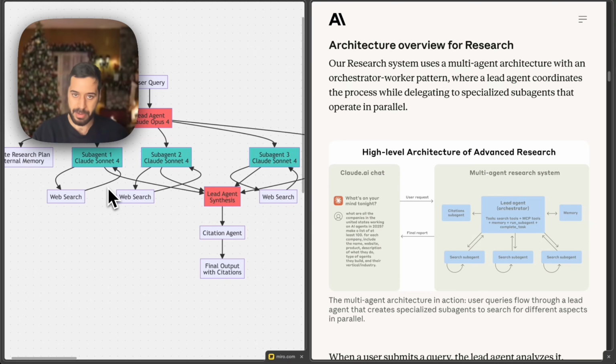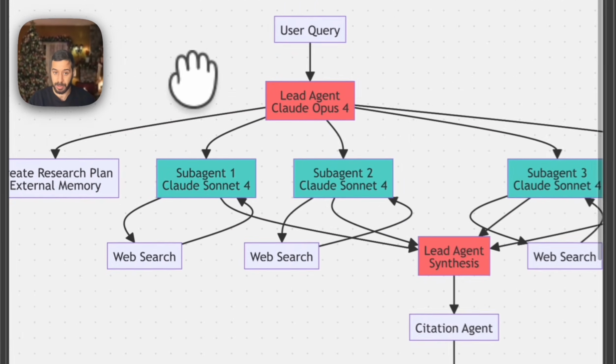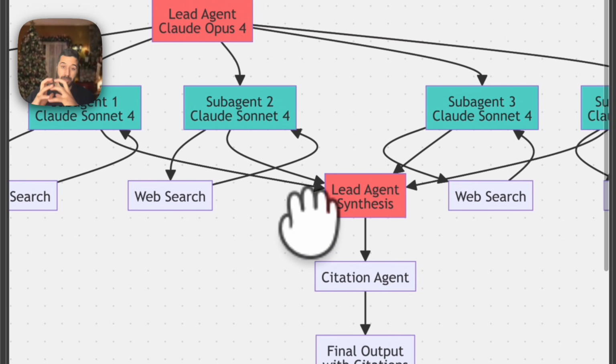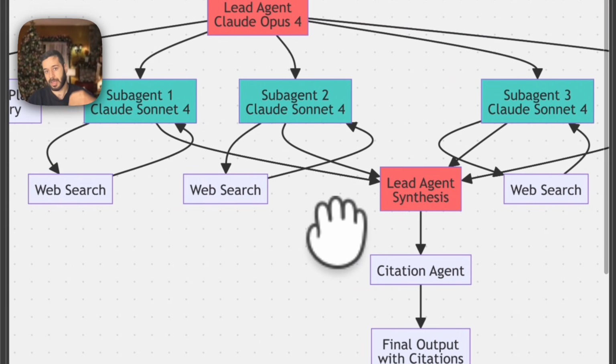And those agents do the web search, and then they return the result back to the main agent. It will also include the citations based on the documents that have been returned by the sub-agents, and it will then return the final answer to the user with the citations.